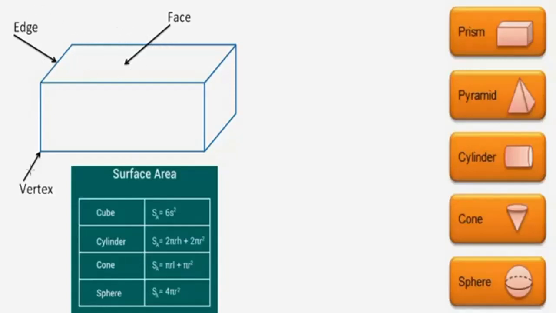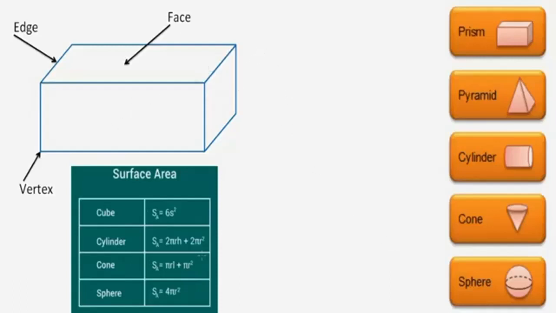In this shape, these arrows point at where the face, the edge, and the vertex are. This is where you can find the vertex of a 3D shape. This is where the edge is, and this is where you can find the face. Take note of these parts of a 3D shape: face, edge, and vertex. Very important. Now, this is how the shape of a cylinder looks like. This is how the shape of a cone looks like, and this is how the shape of a sphere looks like. In this video we focus on the surface area of the cylinder, cone, and sphere.